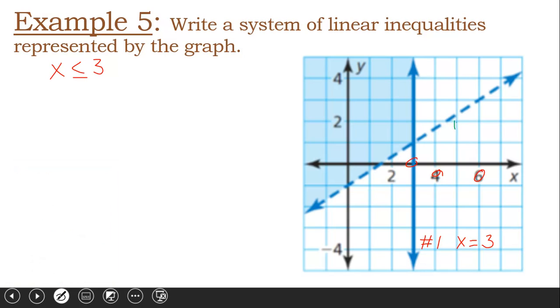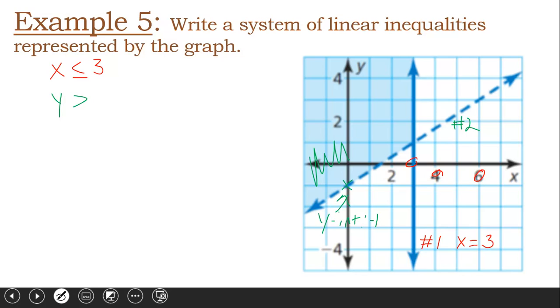Now I have to graph my second line, line number 2. I know I'm shading above this line. I can see that my shaded region is up in here. So I know it's going to be a greater than symbol, and I know it's just greater than because it's a dashed line. So I know I'm going to have y is greater than something. What do I need to do now? I need to identify what the y-intercept is, which is right here. So my y-intercept is -1.